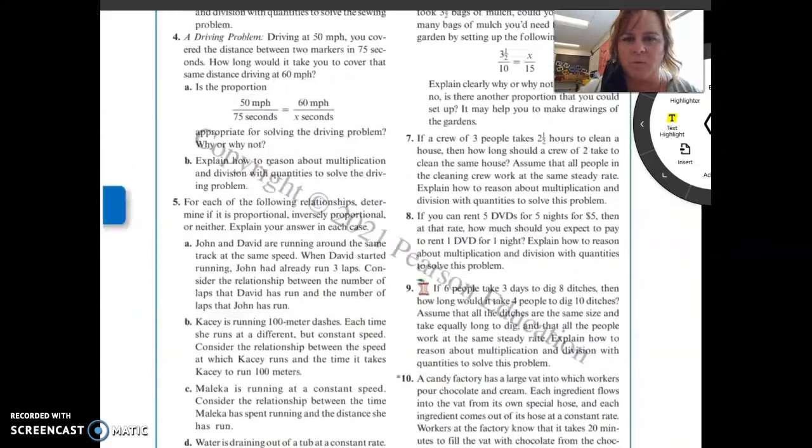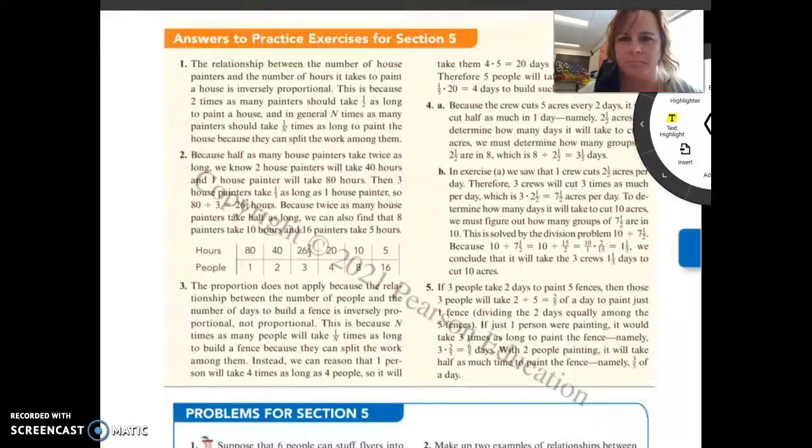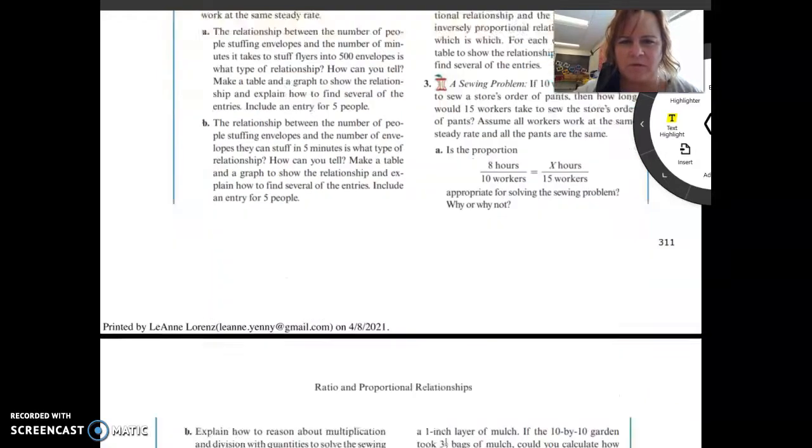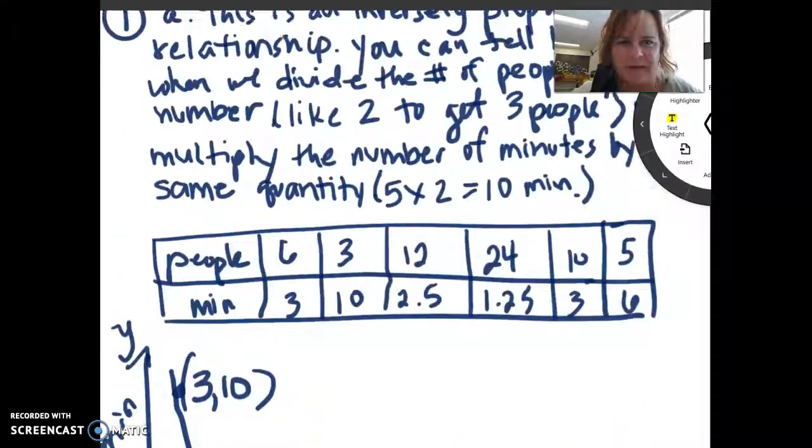Number 1, we are looking at stuffing flyers into envelopes, and we have 6 people that can stuff flyers into 500 envelopes in 5 minutes. And we're going to assume all the people work at a steady rate. So the relationship between the number of people stuffing envelopes and the number of minutes it takes to stuff flyers into 500 envelopes is what type of relationship, and how can you tell? And we're going to use a table and a graph to help us explain that question. And we also had to include an entry for 5 people. So you can see that in the table at the end.